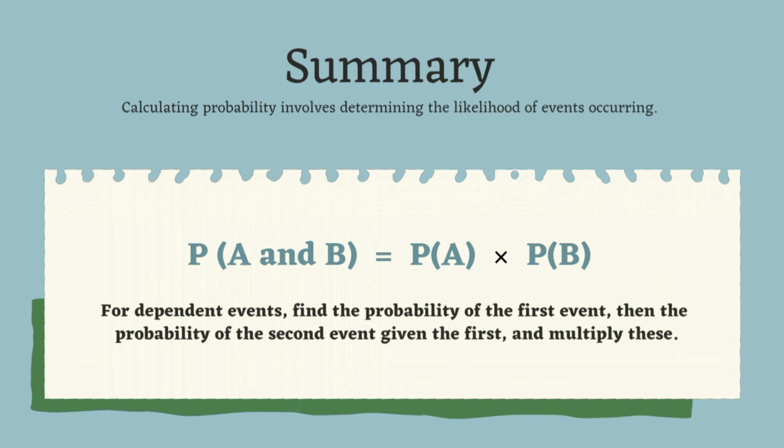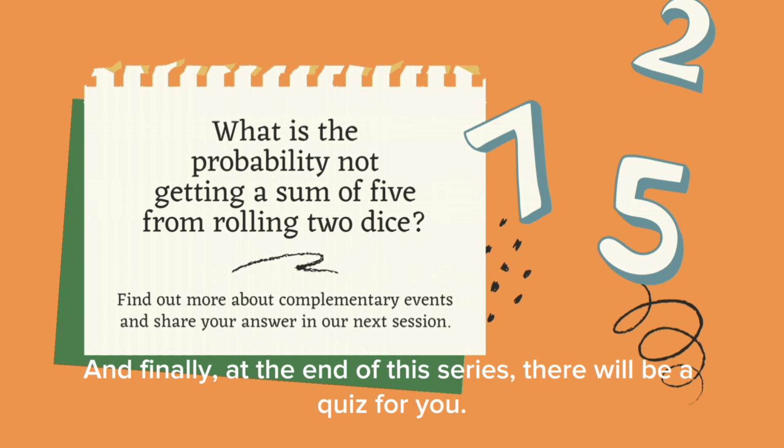Summary. For dependent events, find the probability of the first event, then the probability of the second event given the first, and multiply these.